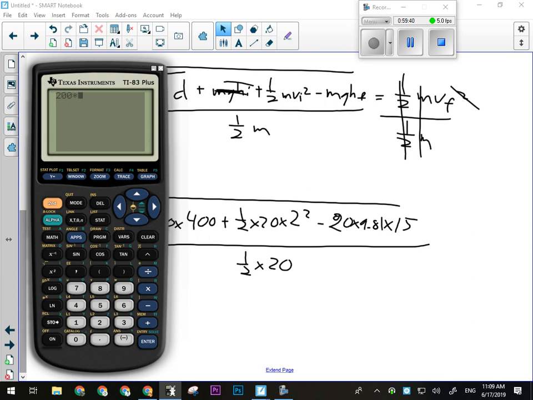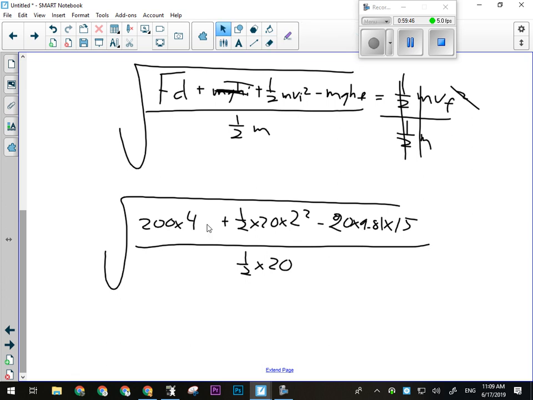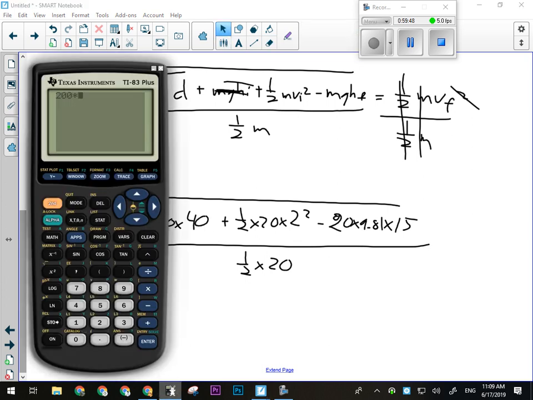200 times, oh, I wrote 400. That's supposed to be just 40. So 40 plus 0.5 times 20 times 4, minus 20 times 9.81 times 15, divided by 10. All right, so at the top of the ramp, it's moving at 23 meters per second.